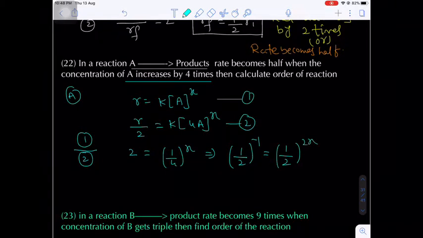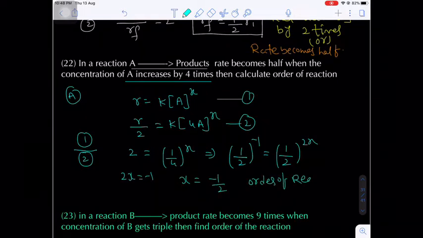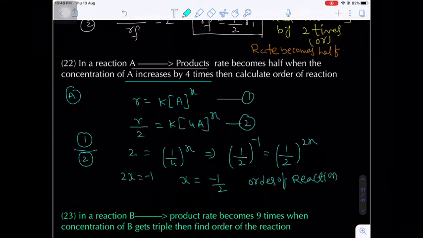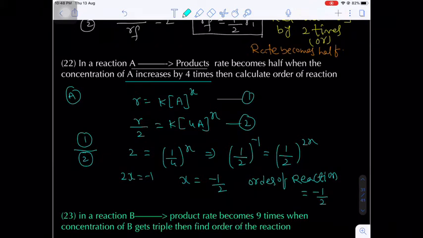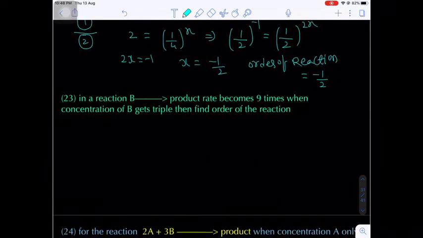Bases are equal, powers must be equal, so 2X will be equal to minus 1, so X will be equal to minus 1 by 2. What is X? Order of reaction. Order of reaction will be equal to minus 1 by 2, that is minus 0.5. Are you getting my point?